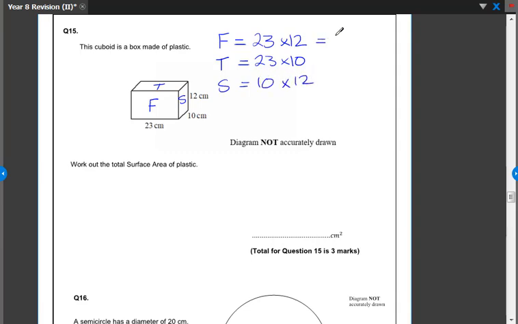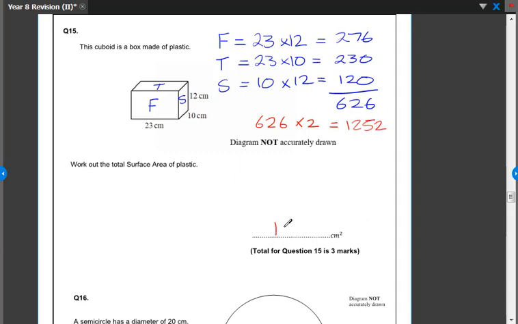Okay, so 23 times 12 is 276, and that's 230, and the side is 120. So you can add all these together. 276 and 230 is 506, plus 120 is 626. Now that's what we can see, but we have the front and the back, so we'll have to double that. With the top and the bottom, so we'll have to double that. And we have the right hand side and the left hand side, so we'll have to double that. We'll have to double it all. So it's going to be 626 times 2. That equals 1252. So that's going to be our answer.